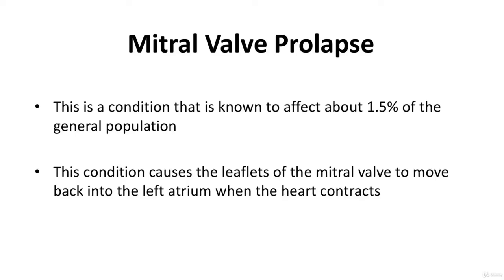A very common condition is called mitral valve prolapse. This is a condition that is known to affect about 1.5% of the general population. This condition causes the leaflets of the mitral valve to move back into the left atrium when the heart contracts. It also often tends to make the tissues that make up the valve stretchy, causing the valve to leak. Normally, this condition does not become problematic and does not require treatment unless there are other complications.